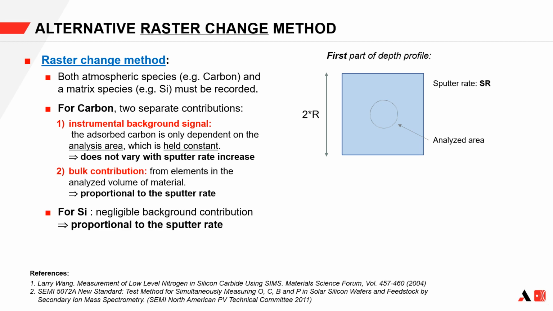In case of silicon, which is the matrix signal, the background contribution is negligible, so the signal is simply proportional to the sputter rate.